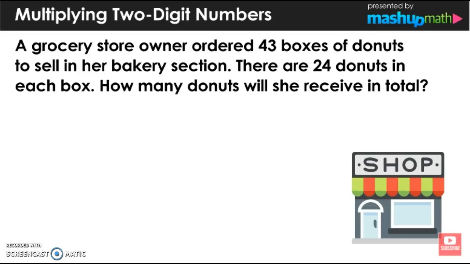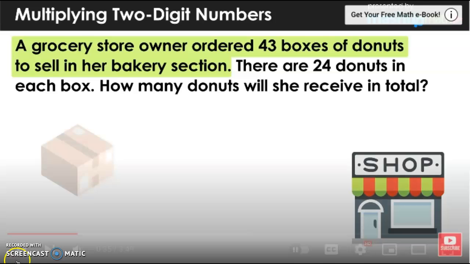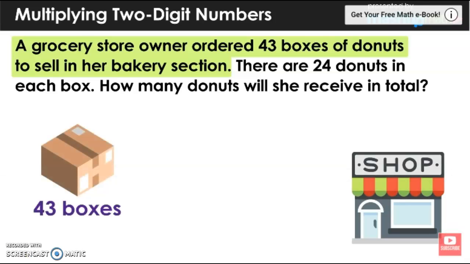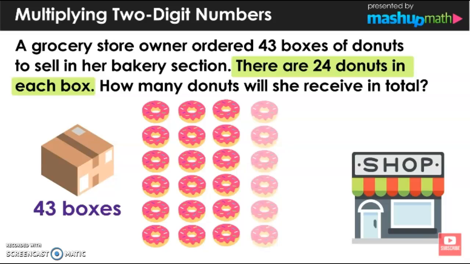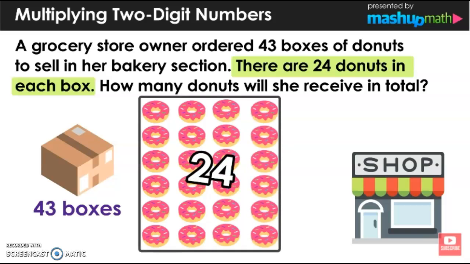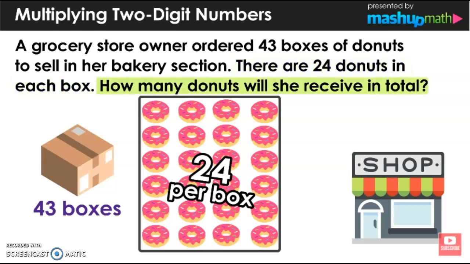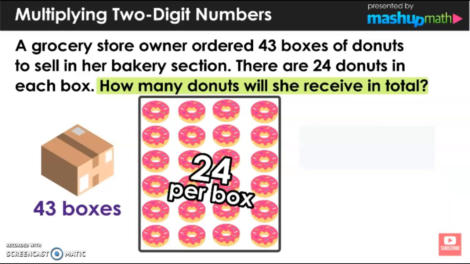Hey, what's up everyone, and welcome back, and thank you for joining me on this problem where we are going to gain some experience solving real-world problems involving multiplying 2-digit numbers using area models. So let's go ahead and model this situation. We have a grocery store owner who ordered 43 boxes of donuts to sell in her bakery section. And we also know that there are 24 donuts inside of each box. And finally, we have to use this information to figure out how many donuts she will receive in total.